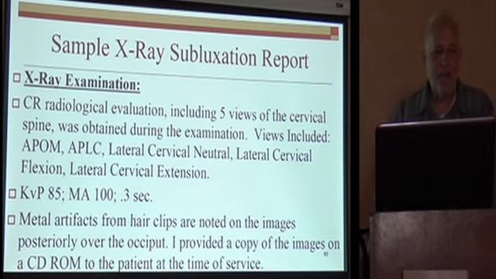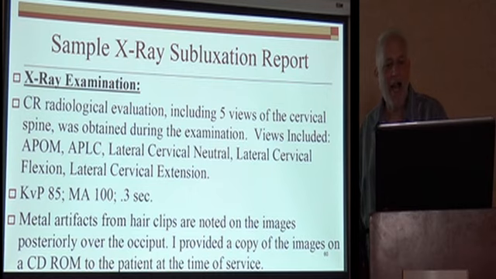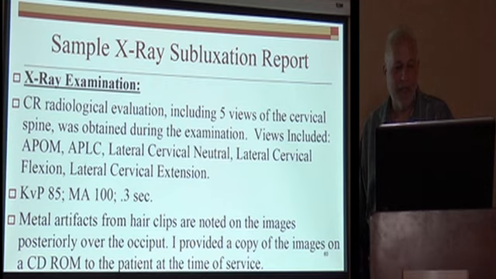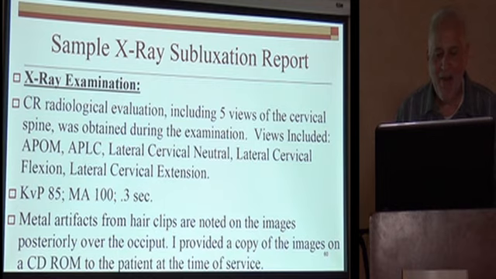So in this case, I put CR, radiographical examination, including 5 views of the cervical spine was obtained. Views included, so you list the views, you list your KVP, your MA, or MAS. No, it's MA because the S is 0.3 seconds. And I noted that the patient had some metal clips in her hair. I didn't notice them when I took the x-ray, but after the x-ray was processed, I saw them, so I mentioned that they're there. And I also put in there that I gave a copy of the image on a CD-ROM to the patient.